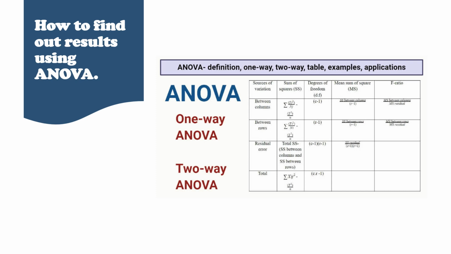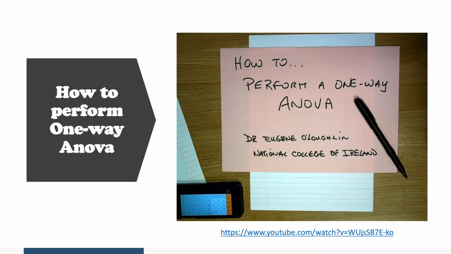Also, ANOVA has different types. We have one-way ANOVA and two-way ANOVA. So this means that there is a variation when it comes to the variables used in testing. Okay, how to perform one-way ANOVA. So I will play the video. You can follow the link as well. But I'm just going to show you a glimpse on how to do the one-way ANOVA. So I'll give you 2 minutes to watch this video.